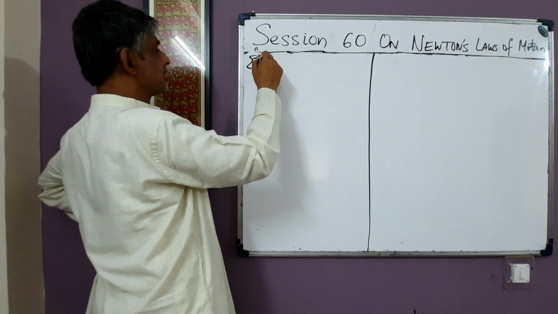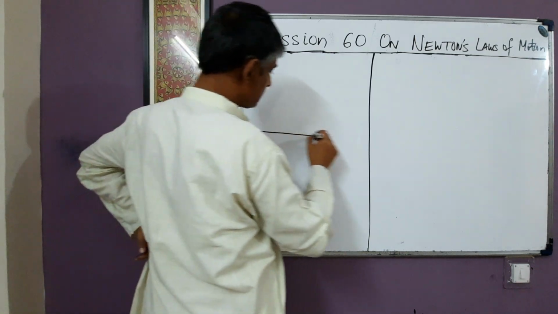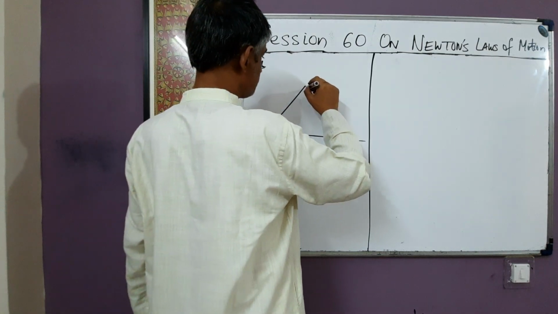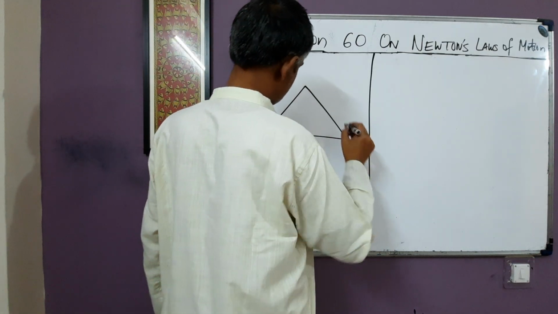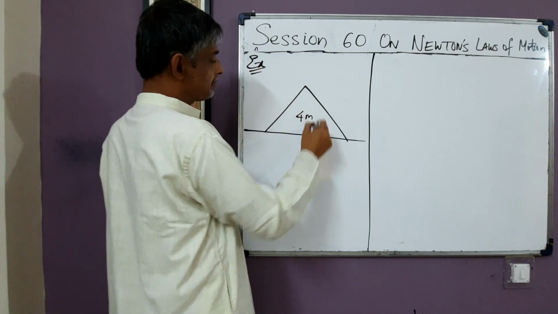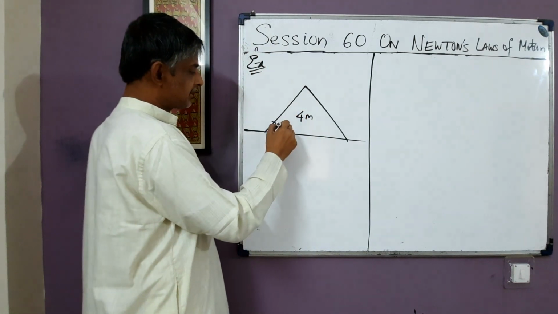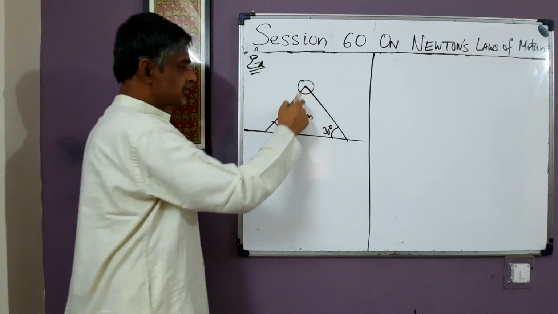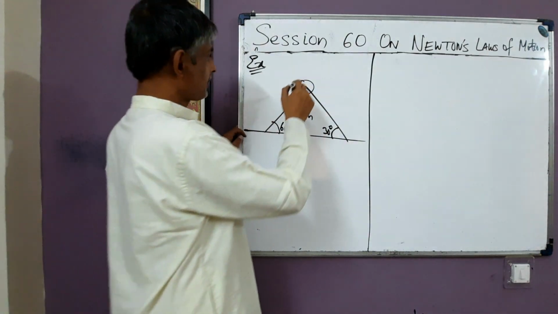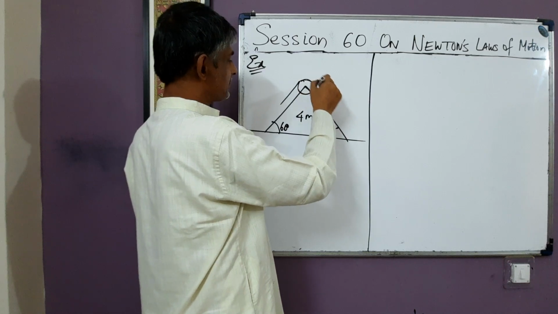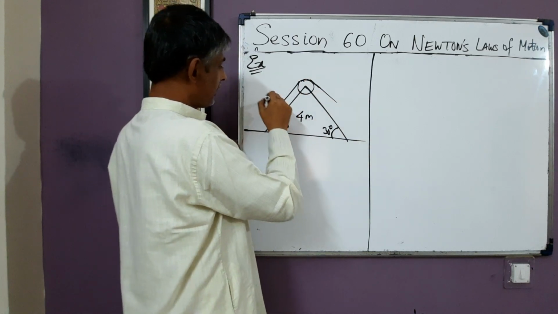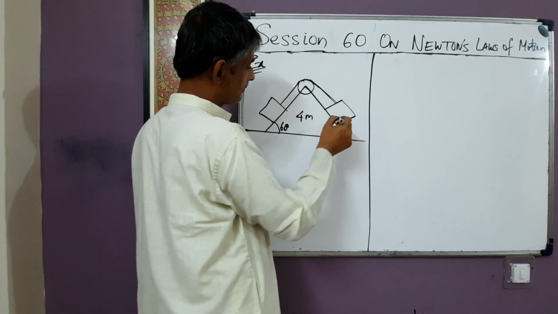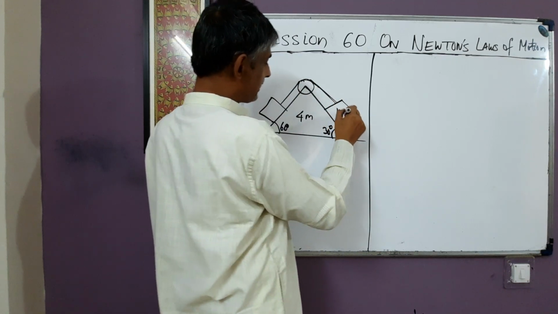Diagram of the situation is like this. This is a horizontal surface. This is a wedge. Mass of the wedge is 4m. This angle is 60 degrees. This angle is 30 degrees. Here a massless pulley is rigidly fixed to the wedge. A massless inextensible string passes over this pulley. And here two blocks are attached. Mass of the blocks are m and 2m.